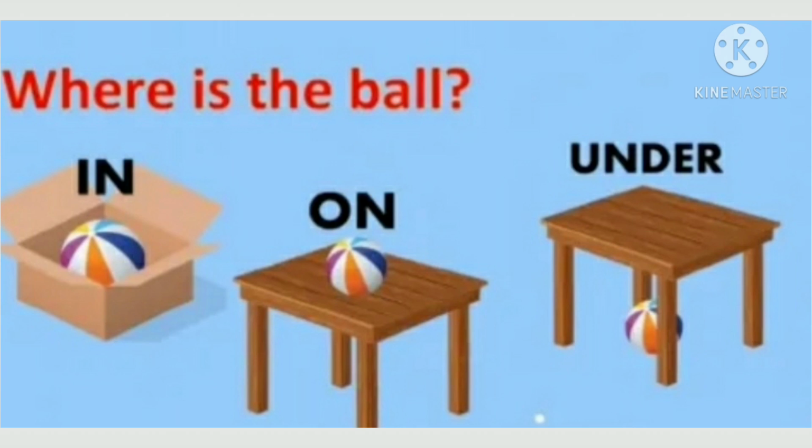Now let us see where the ball is in three pictures. First picture, where is the ball? Yes, the ball is in the basket. Second picture, where is the ball? Yeah, the ball is on the table. And in third picture, where is the place of the ball? Yeah, the ball is under the table.